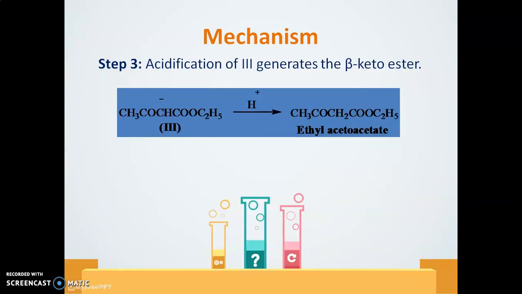Step 3. Acidification of intermediate 3 will generate the final beta-ketoester. So there will be acidification of the intermediate which is produced in step 2 to give the final compound, that is ethyl acetoacetate.